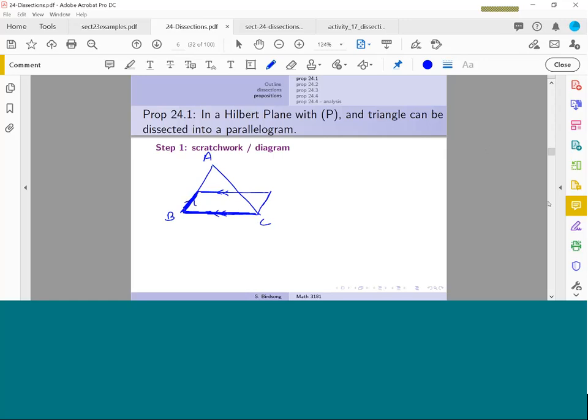So these guys are supposed to be parallel to each other. Okay. Let me go ahead and label the key points. Maybe this is F. Maybe this is D. Maybe this is E.